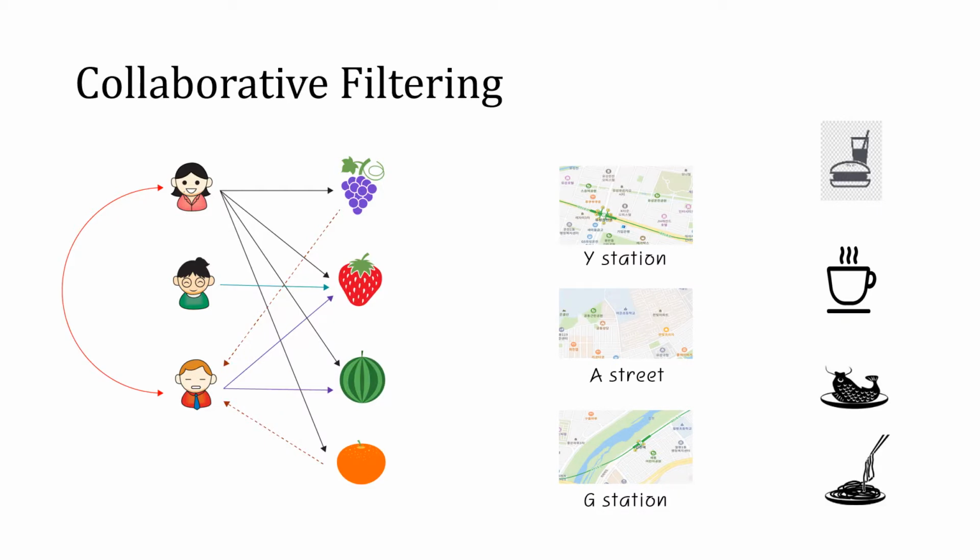Basically, collaborative filtering thinks if two people share the same interest, in this case, this girl and this boy, then they should like the same items. If this girl likes all of the four fruits, this boy might also like all of them. Similarly, in a shop type recommender system, if two subway stations, Y station and G station, have some same characteristics, then shops in Y station might also be popular in G station.